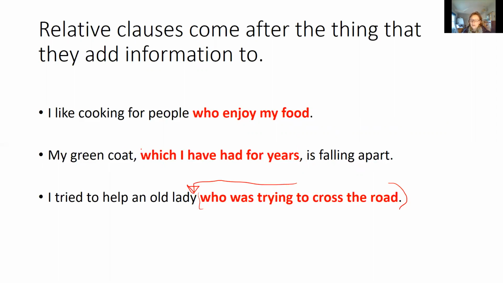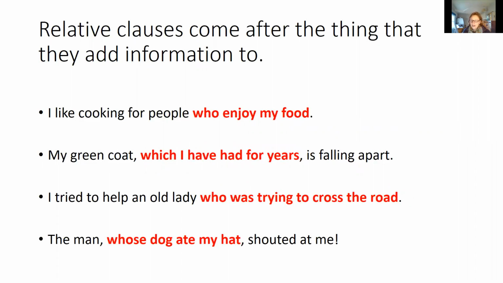Now this one here, my green coat, which I've had for years, is in the middle. So if you're adding information to something at the beginning of the sentence, then your relative clause will go in straight after it in the middle of the sentence. The man whose dog ate my hat shouted at me. So we know which man it is because this relative clause here comes straight after the man, so we know we're talking about the man. The man shouted at me.